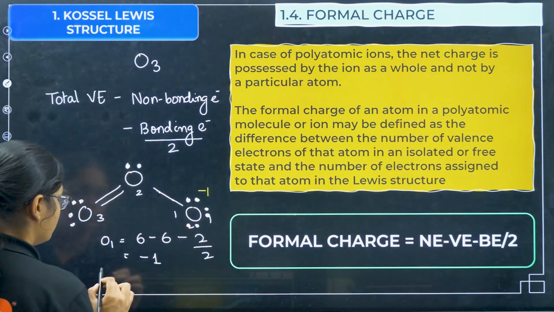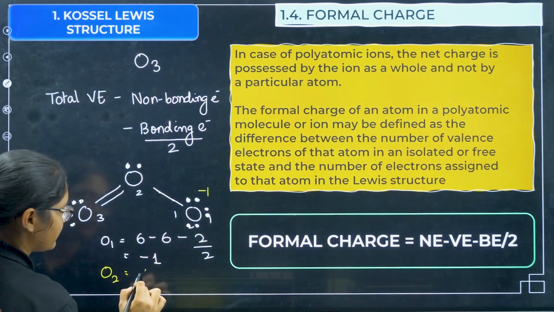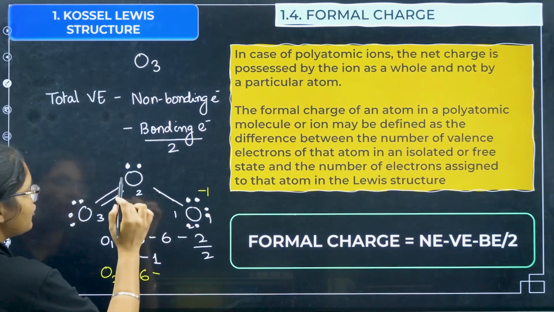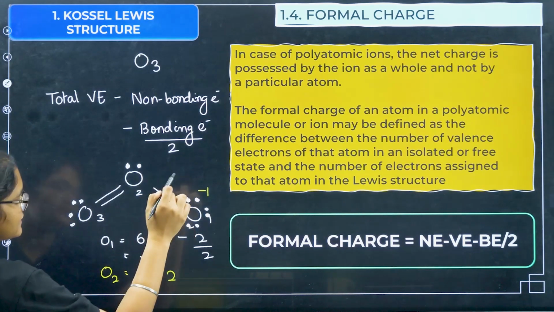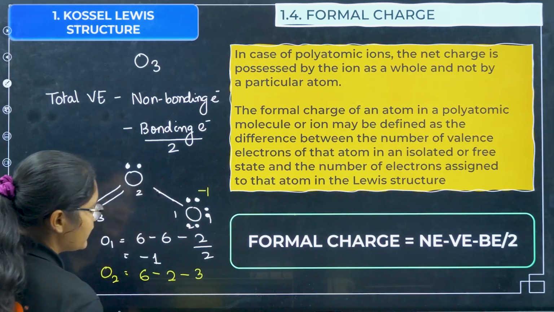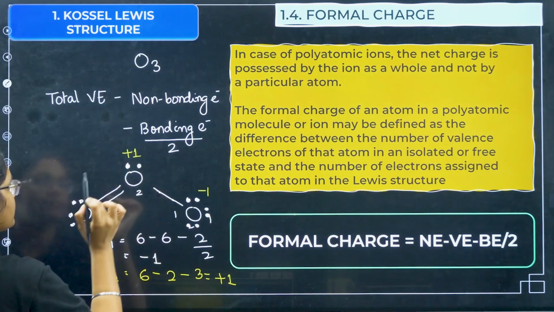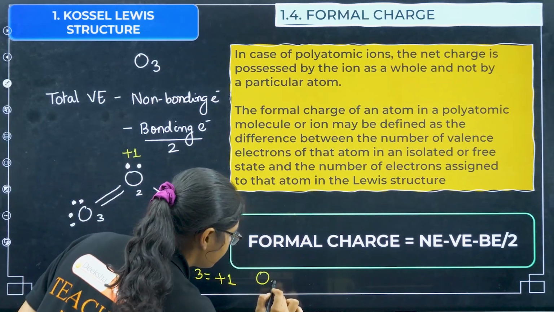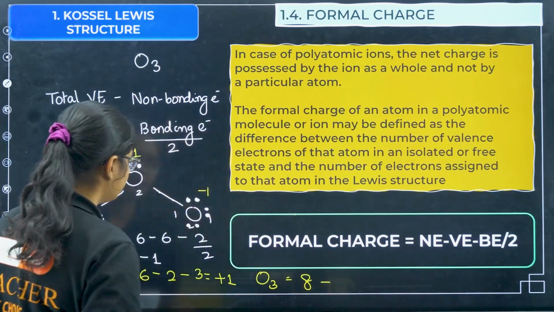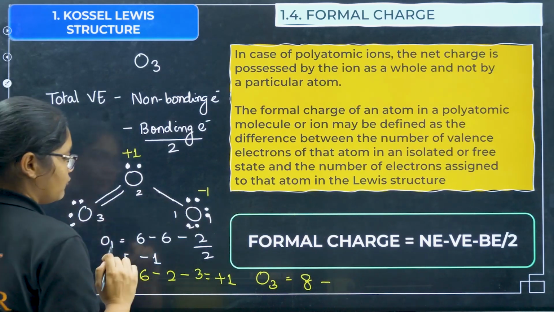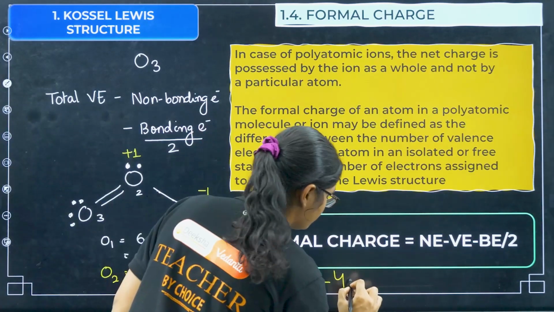Now coming to O2. Here I have 6 valence electrons of oxygen. Non-bonding electrons are 2 and bonding electrons are 1 2 3 4 5 6. 6 by 2 is 3. So for O2 the charge is plus 1. Next I have O3, total valence electrons is 8, minus non-bonding electrons 4, now bonding electrons is 4, 4 by 2 is 2.